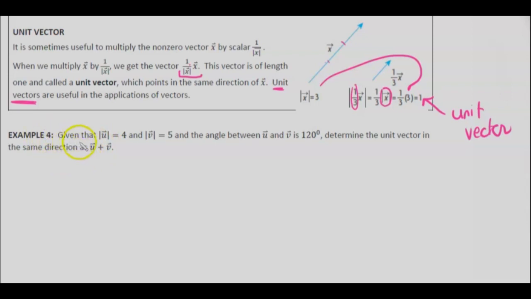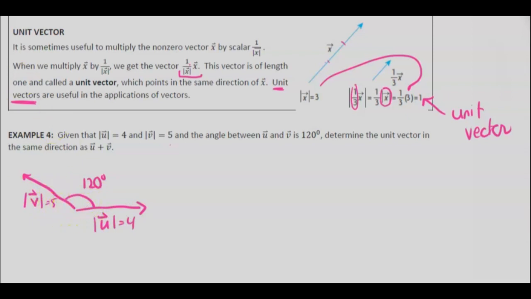So, example 4, given that the magnitude of vector u is 4 and the magnitude of vector v is 5, and the angle between vector u and vector v is 120. Okay, so as an example here, this is going to be vector u, and this is going to be vector v, and the angle between them is 120. What we want to do is determine the unit vector in the same direction as u plus v. Okay, so I'm going to put 4 here, and I'm going to put 5 here.